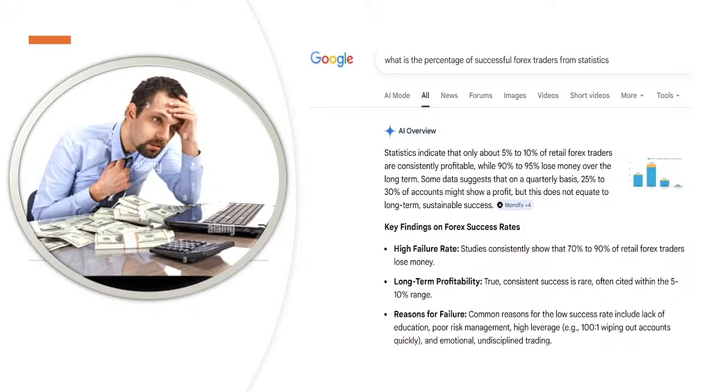So if you type this on Google, what's the percentage of successful forex traders from statistics, you will get discouraged from even coming near forex trading. I can tell you for free. See this place, 90 to 95% lose money in forex trading over the long time. They lose money. It's not a lie. It's actually true. Since I work for a broker, I can count the number of people that make consistent profit. And there's a reason why a lot of people lose money from forex trading.